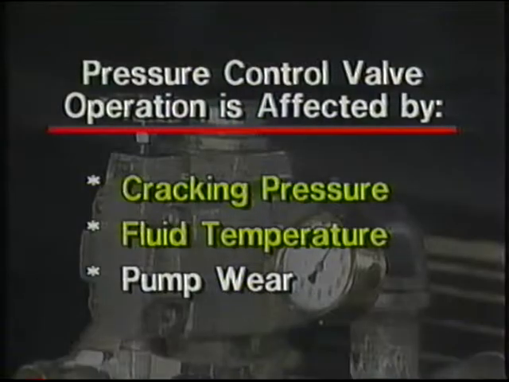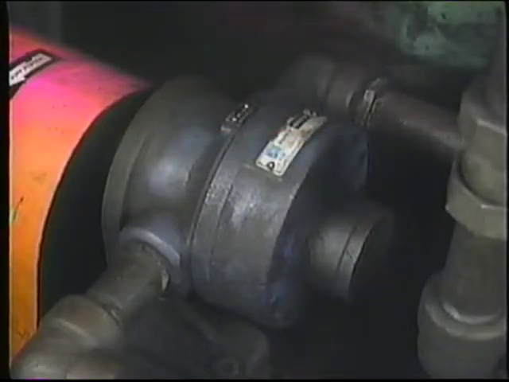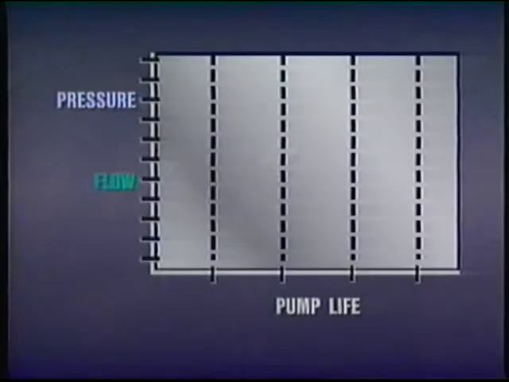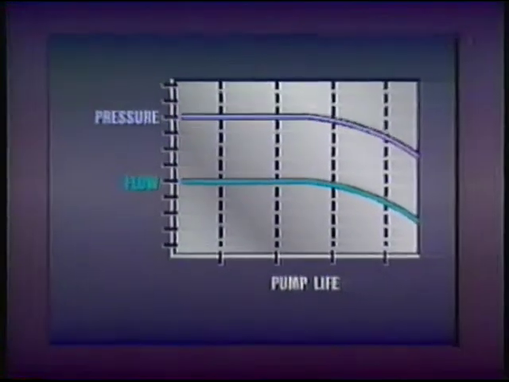Setting pressure control valves at startup will cause system pressure to drop as the fluid warms up to normal operating temperature. Finally, wear on the pump can also affect the performance of pressure control valves. As pumps wear, they become less efficient. Gradually, flow output decreases and system pressure declines. A gradual decline in flow and pressure over time may be an indication that the pump requires repair or replacement.